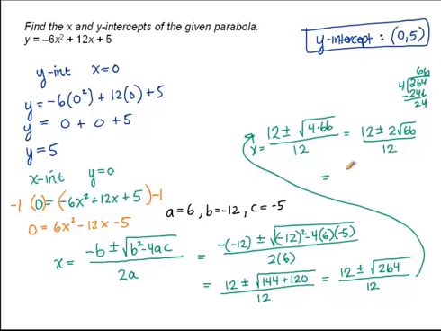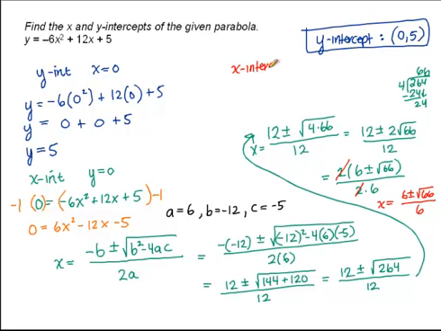We factor out a 2. 6 plus or minus root 66. 12 is 2 times 6. Cancellation. And we get x is equal to 6 plus or minus the square root of 66 all over 6.